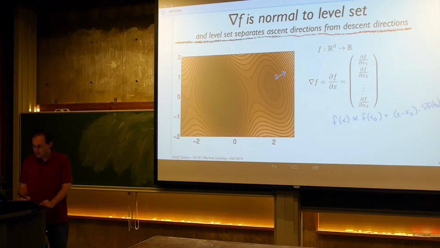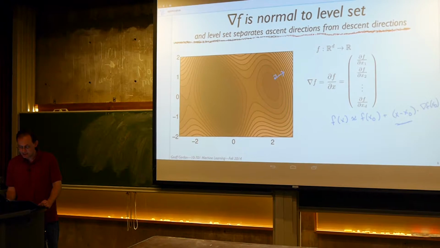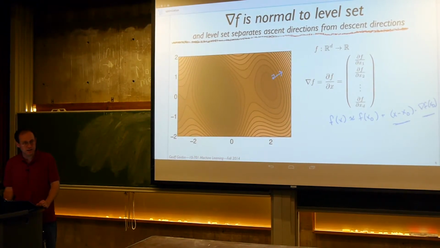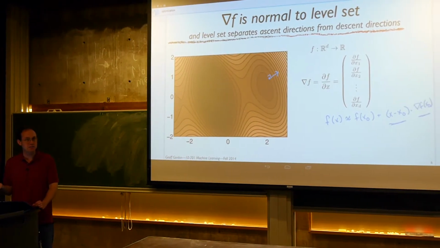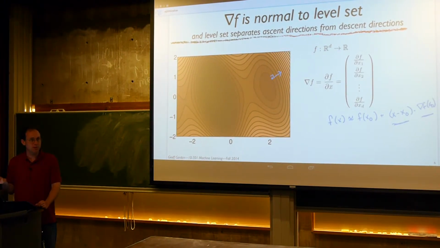And so what that means is that if you're going in a direction away from x0, and that direction makes a positive dot product with the gradient, then you're going to be increasing. If it makes a negative dot product with the gradient, you're going to be decreasing, and if it makes a zero dot product with the gradient, you're going to be staying the same. And the definition of one of these contours is that you're staying the same. And so if you want to move at least locally along a contour, you're moving at least locally orthogonal to the gradient.